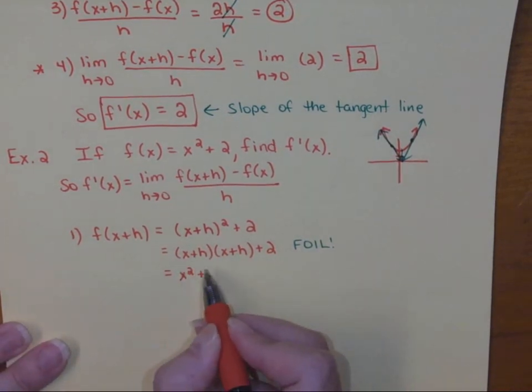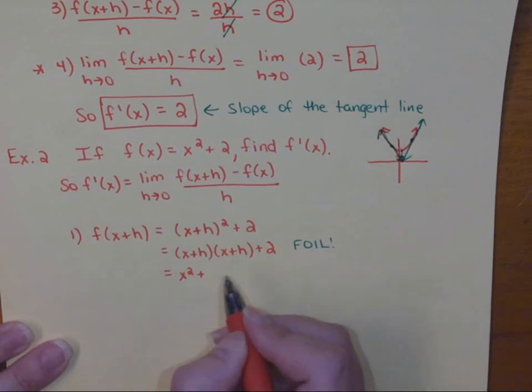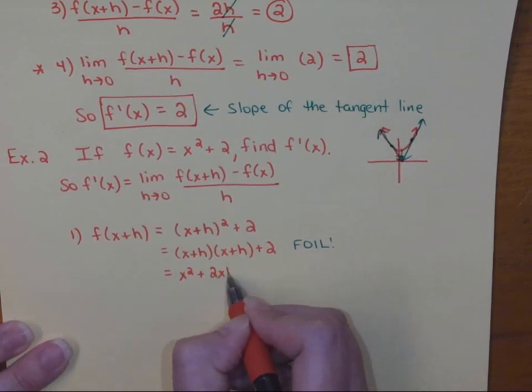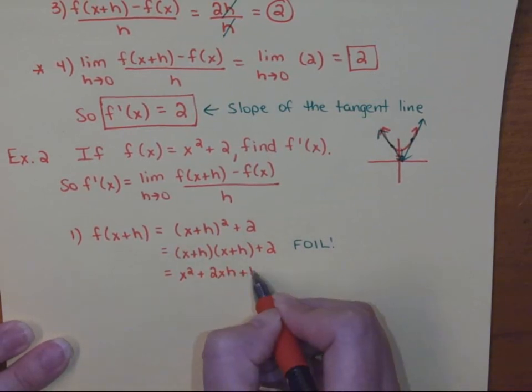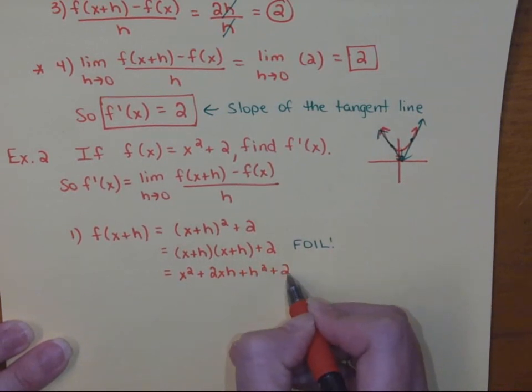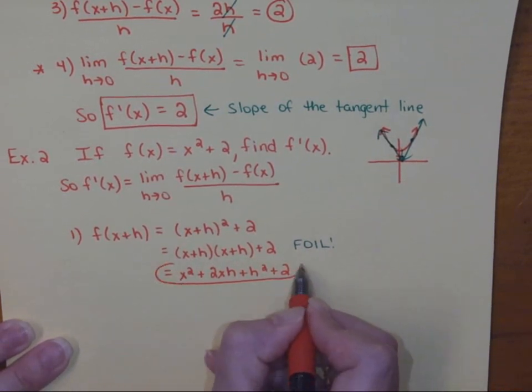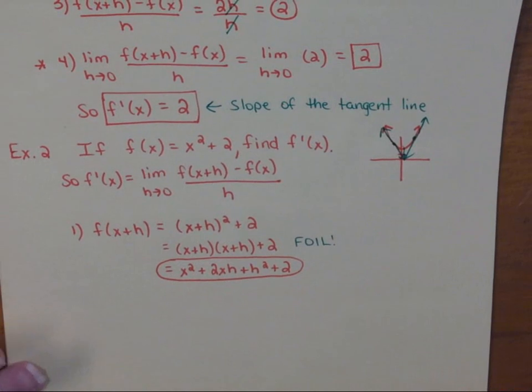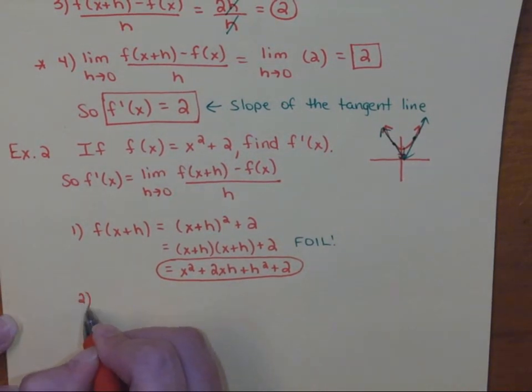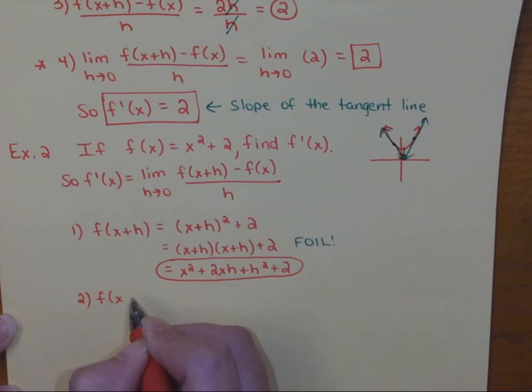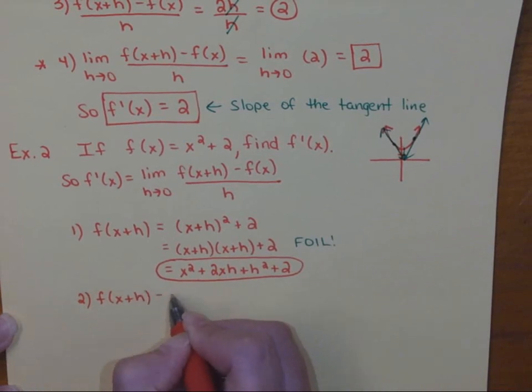But if you do FOIL, you're going to get x squared. You'll get xh from the O step. You'll get another xh from the I step. That's a total of 2 xh's. Plus h squared plus 2. So I kind of combined my O and I step right away there just to save some time. So no like terms, so I can move on to step number 2.